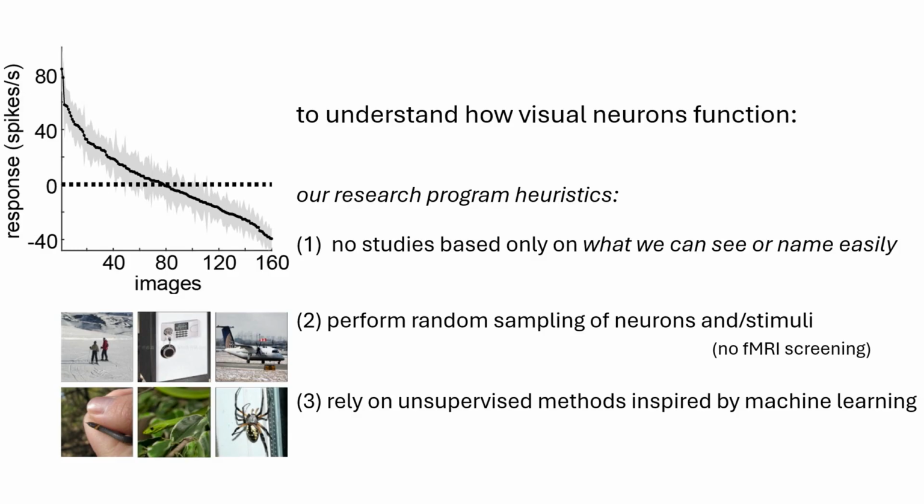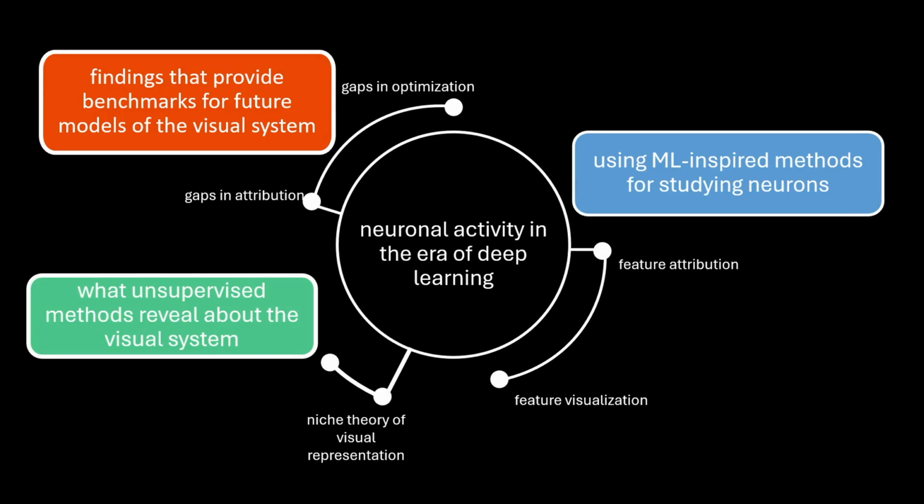Step number two is we tend to focus on random samples of neurons and random stimuli, no fMRI screening to identify what these neurons are doing as a whole. And then we tend to rely on some supervised methods inspired by machine learning. So what I want to tell you a little bit about is this kind of approach, how we can use these machine learning methods for studying neurons, especially talking about feature attribution and visualization. I'm going to tell you what this has been guiding us toward believing about the visual system, about what we're going to call the niche theory of visual representation.